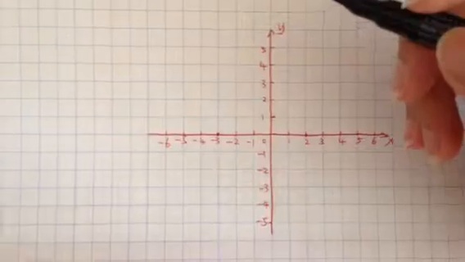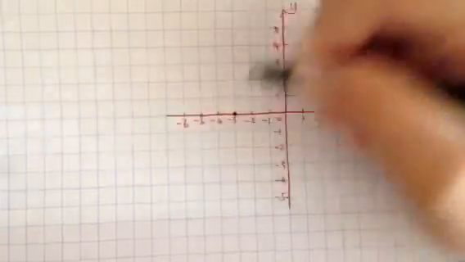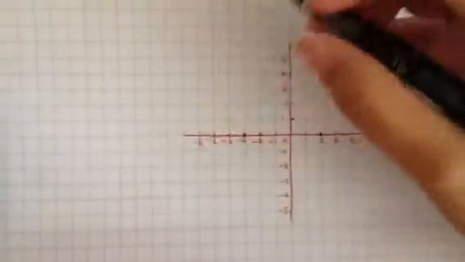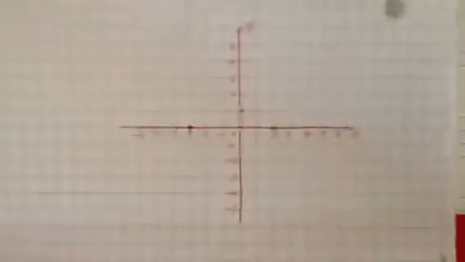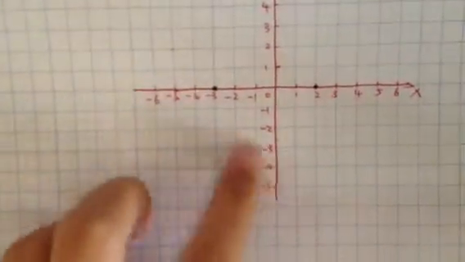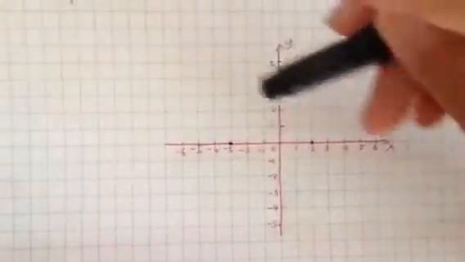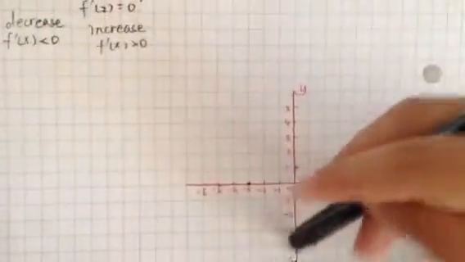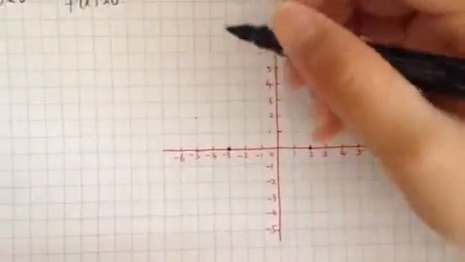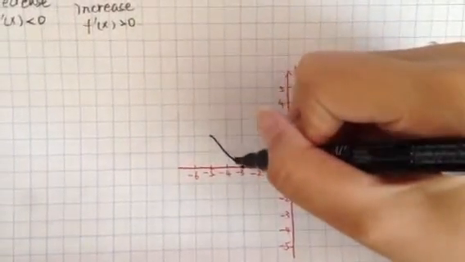So the turning points of the curve should be -3 and 2, because the graph becomes from increasing to decreasing. So the derivative is from positive to negative and then to positive. So we can kind of graph that like this.